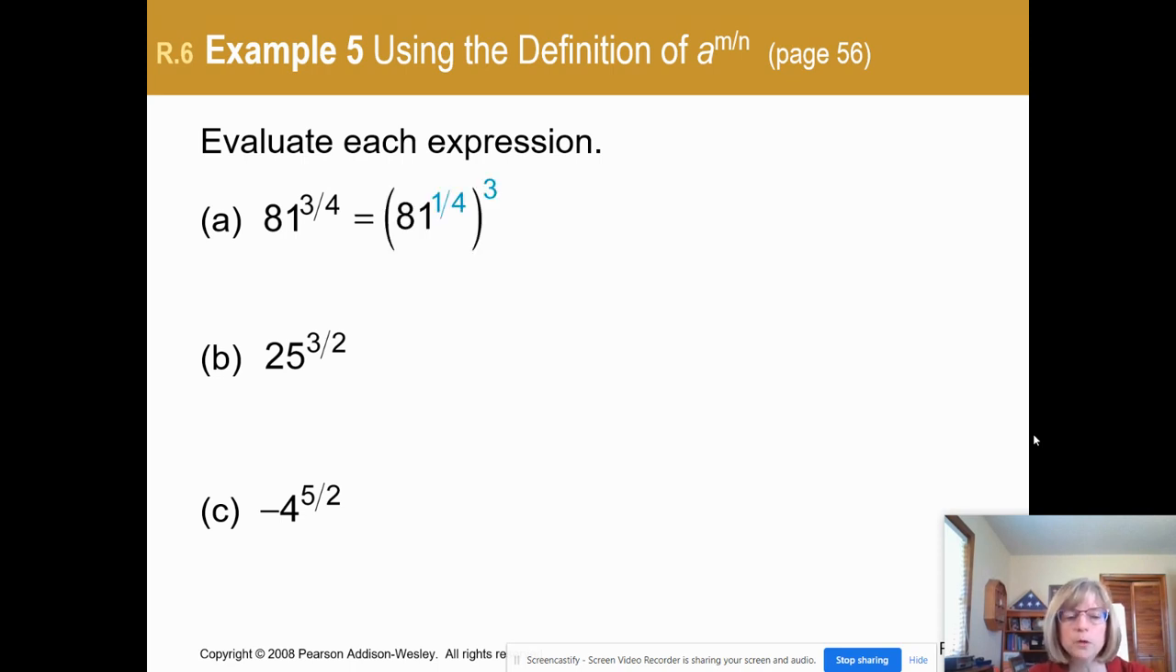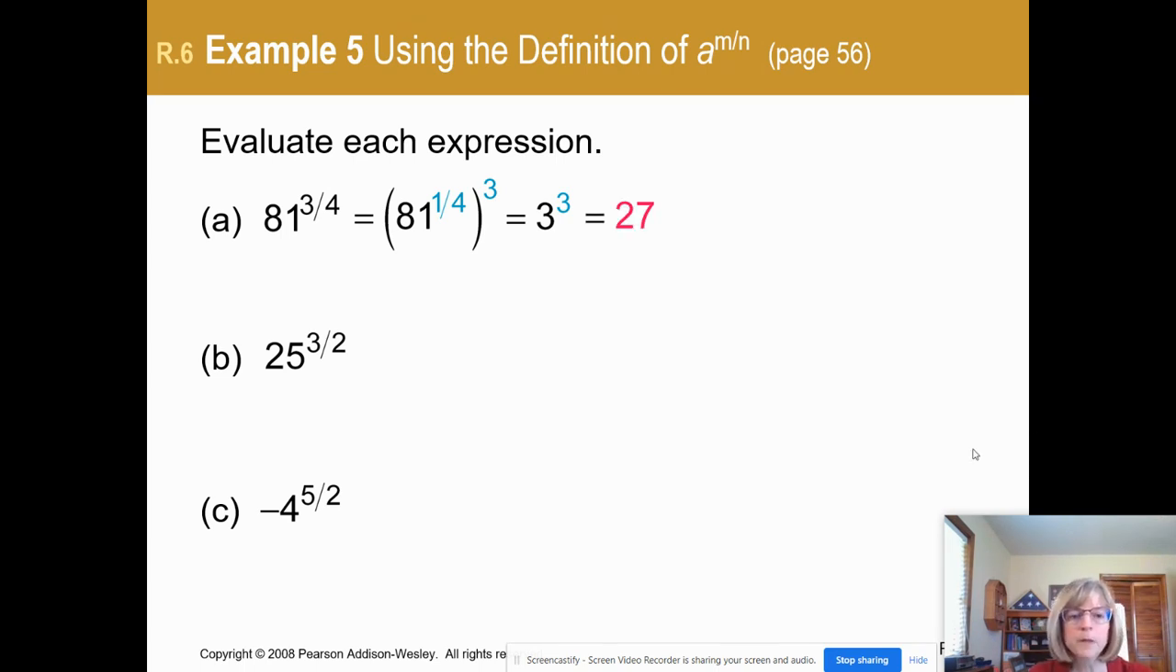81 to the 3/4 is the same as 81 to the 1/4, to the 3rd power. So split up the exponent into 2 pieces. One piece is a fraction, 1 over whatever your denominator is. The second piece is another exponent. So we look for the 4th root of 81. What number times itself 4 times is equal to 81? That's 3. Raised to the 3rd power gives us 27.